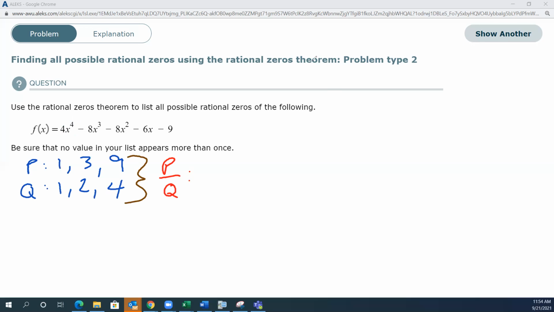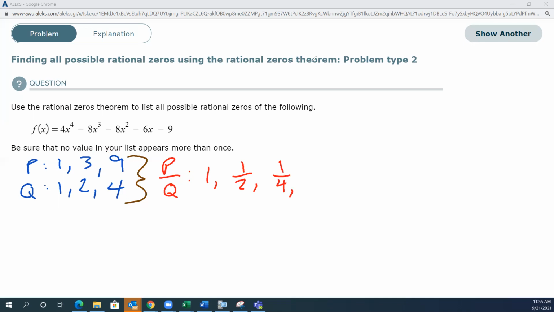Our P over Q numbers are going to be all combinations of these guys divided by these guys. You can do it in any order you want. I'll take 1 and divide it by each of these, then I'll take 3 and divide it by each of these, then 9 and divide it by each of these. Just keep some kind of order so I know where I'm at. So 1 over 1 is 1. 1 over 2 is a half. 1 over 4 is a quarter.